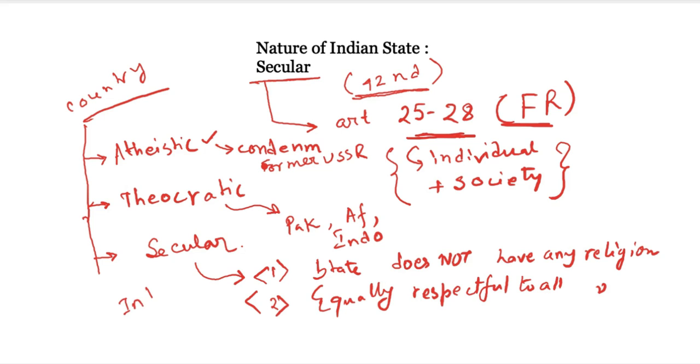This is our India. Many other countries like USA, UK, they belong to the secular category. Now let's come to the democratic. You see, the democratic means demo. Demo means pupil. Cratic comes from the word cratia, that means the rule. So democratic means rule of the pupil.